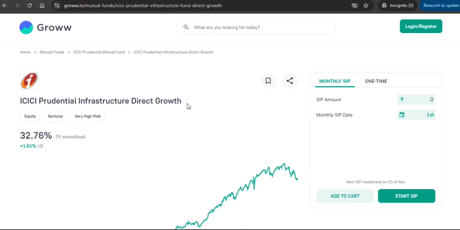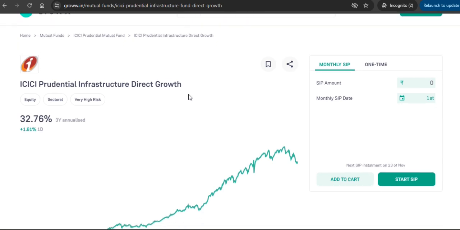There is a fund manager. It is not that there are no fund managers, but there are no commissions involved and no advisors involved in this direct growth. That is the major difference. Most people who have very little knowledge of the market go and invest in direct growth because there is not much commission. That is the major difference between the direct plan and the regular plan.